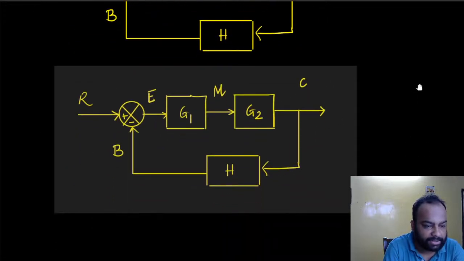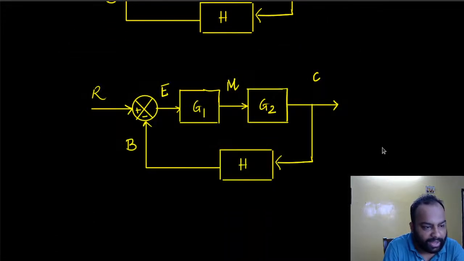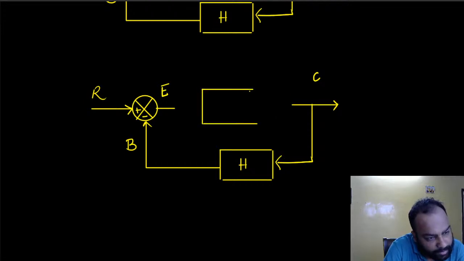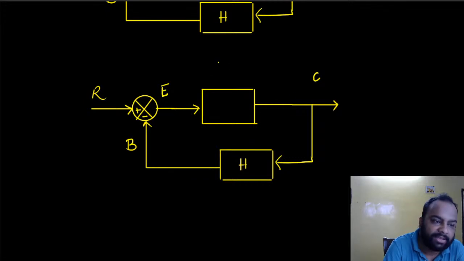And there, let me just show you. What I can do, I can get rid of these two blocks, and I can instead have a single block that is equivalent to having these two blocks, right?